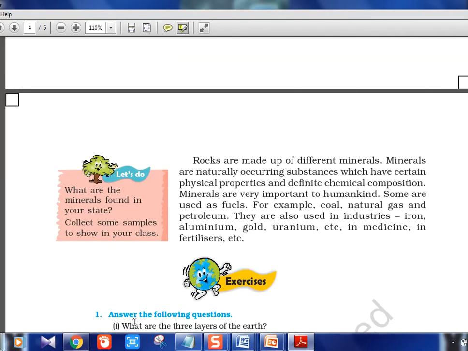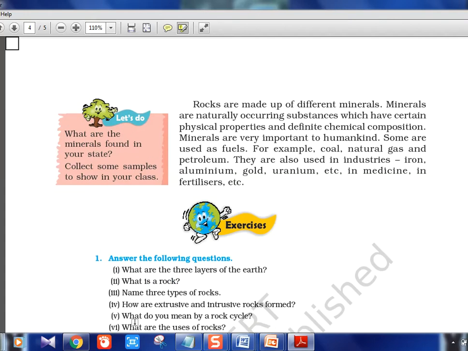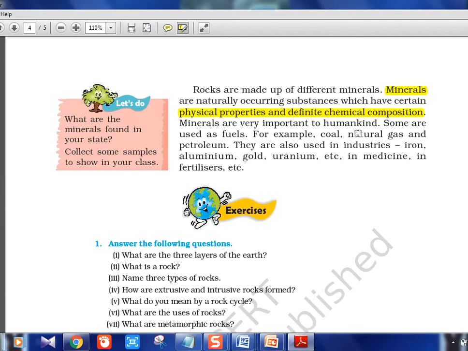The rocks are made up of different minerals. Minerals are naturally occurring substances which have certain physical properties and definite chemical composition. So this is the description of a mineral, okay. Certain physical properties and definite chemical composition. It's not scattered. It will have a proper chemical composition, like this much of aluminum, this much of gold, this much of silicon content. That is all minerals, okay. So different industries are there: iron, aluminum, gold, uranium, etc. Used in medicines, fertilizers. So it is used everywhere, okay.